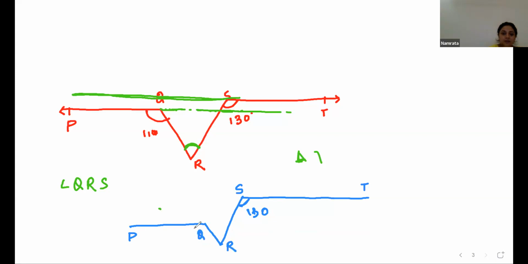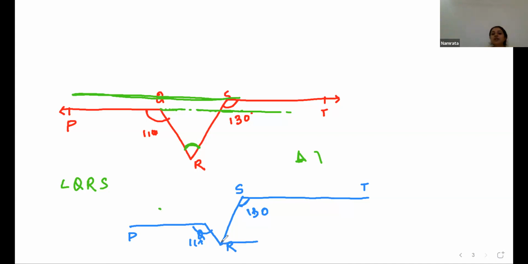If this is R, this total is given as 110. We can do one construction over here. When we extend the parallel line, we are not getting any alternate interior angle, corresponding angle, or co-interior angle clearly from the above figure. So we are trying to think about one construction.